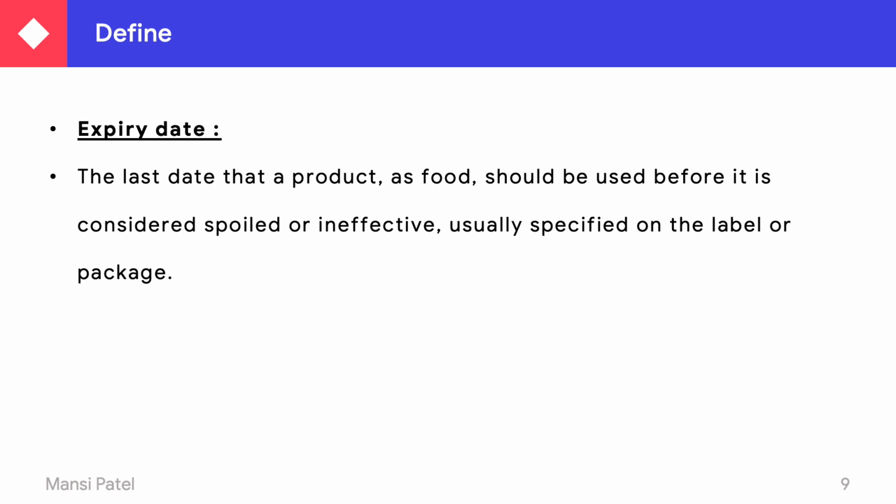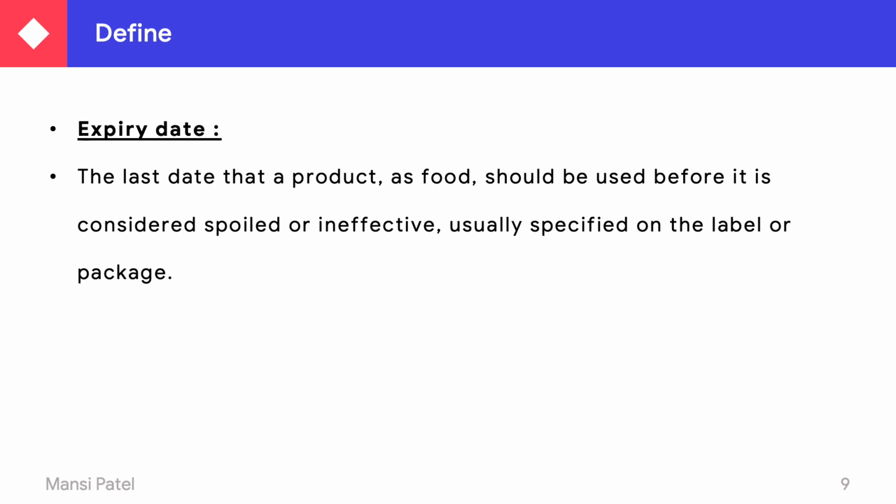Now, what is the expiry date? The last date that a product such as food should be used before it is considered spoiled or ineffective, usually specified on the label or the package. Whenever you purchase anything from the market or from a shop, regarding food or any product, you can see on the back side of the packing they write some date: the manufacturing date, or otherwise the package date, and after that the expiry date.